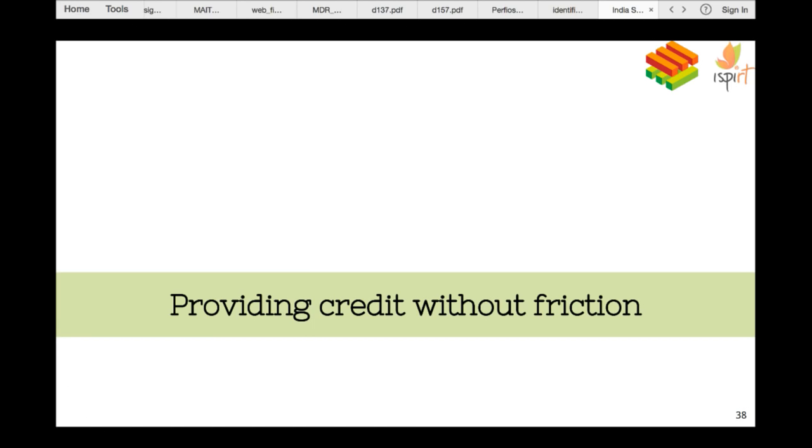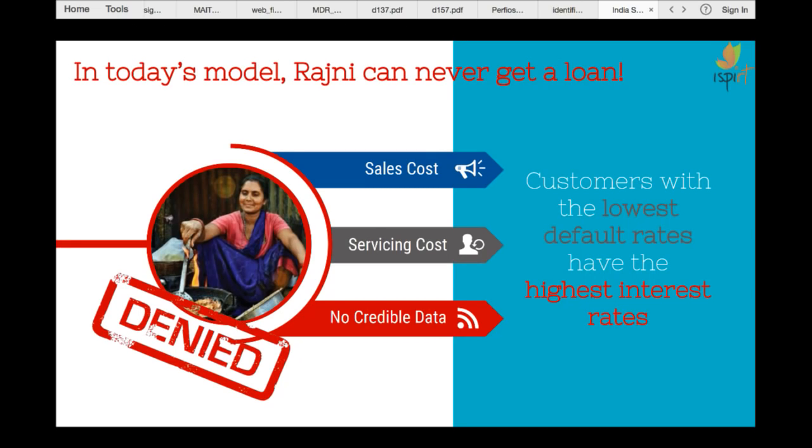So one example that we use typically is of providing credit without friction. Because this use case now includes all of the layers of the stack, I will walk through it and then I will step over for questions. We start with our user, a prototypical user called Rajni.